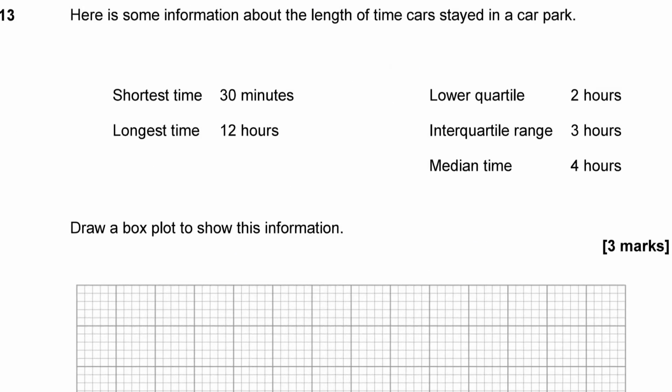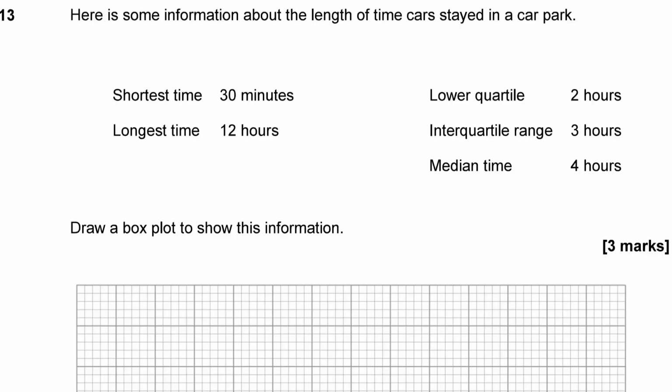Question 13. Here is some information about the length of time cars stay in a car park. So the shortest time is 30 minutes, the longest time is 12 hours, the lower quartile is 2 hours, the interquartile range is 3 hours, the median time is 4 hours, and we need to draw a box plot to show this information.